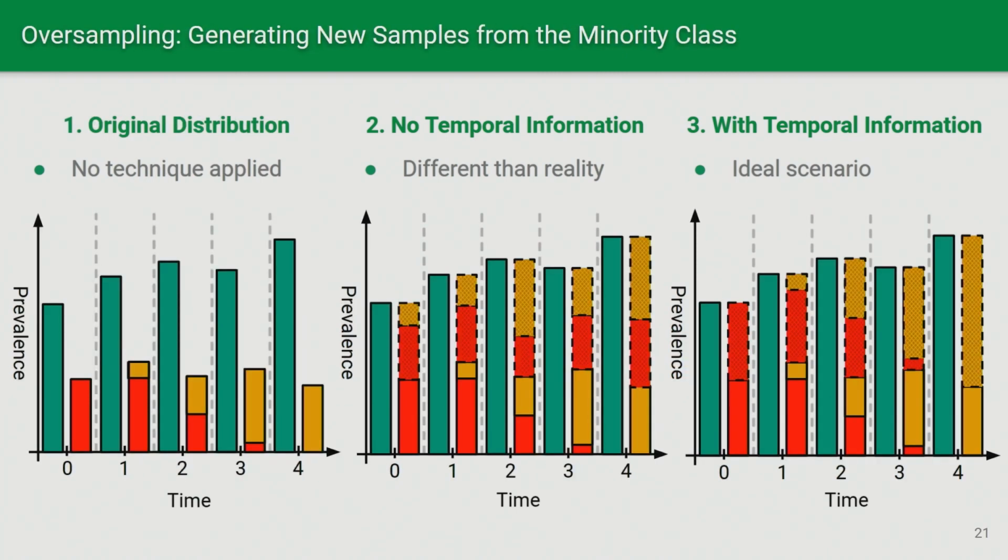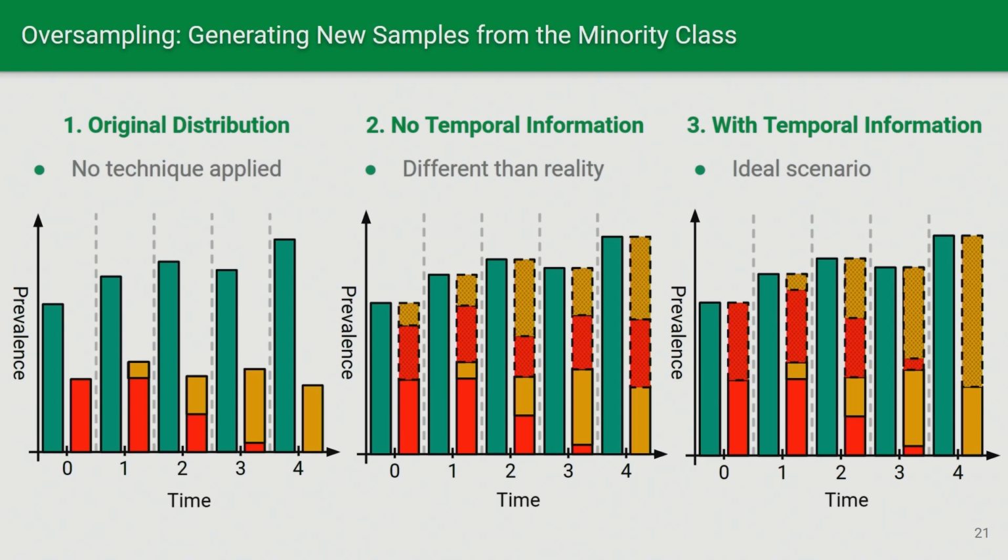The oversampling method consists in generating new samples from the minority class. Now let's consider a dataset similar to the one presented previously, but now with the majority class being the green one and the minority being red. Again, we have 2 subclasses or concepts, red and orange, as shown in the original distribution in the first figure.